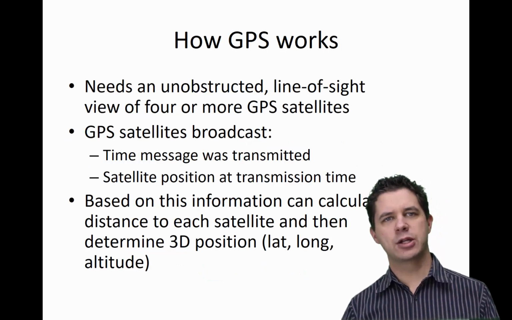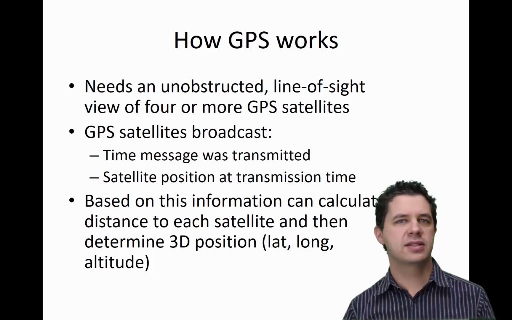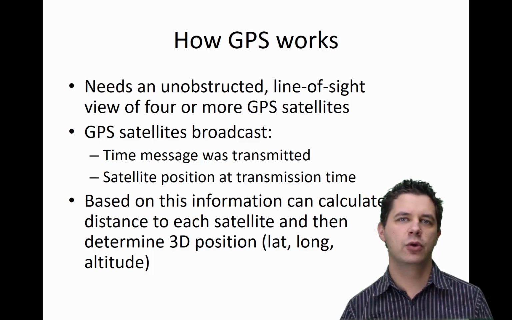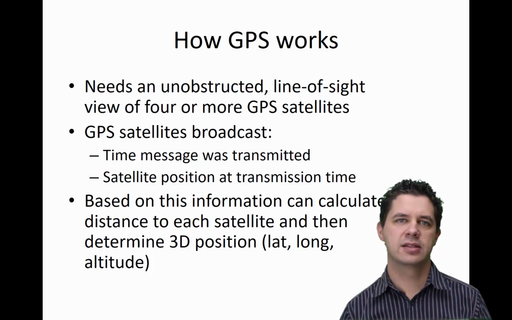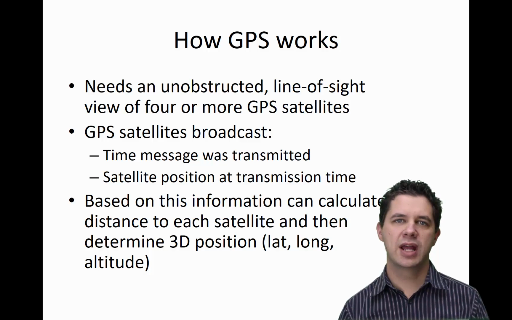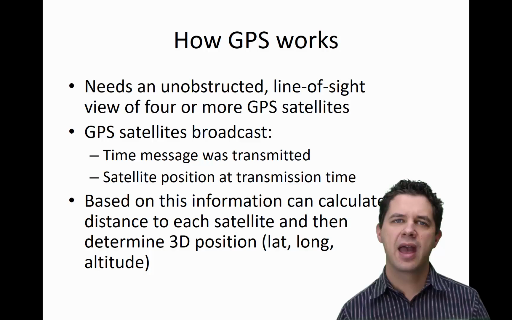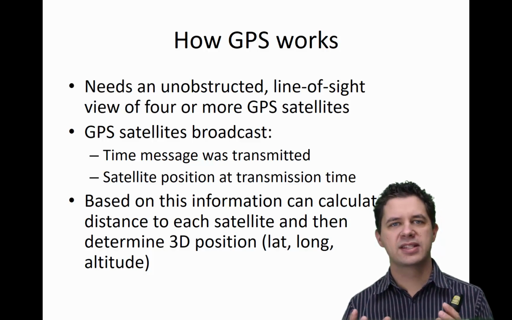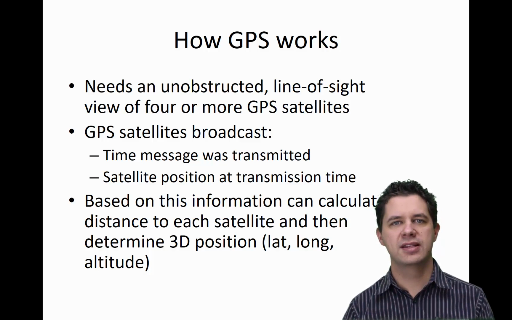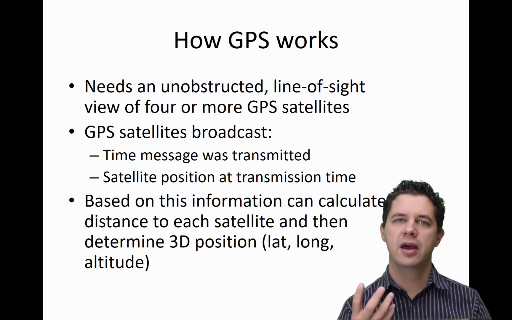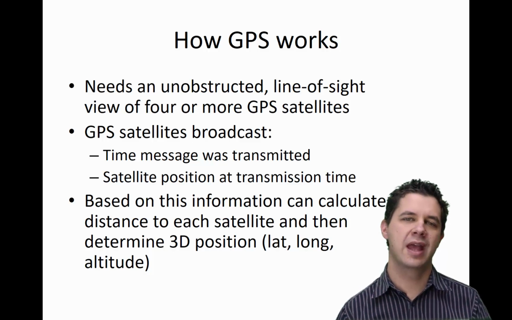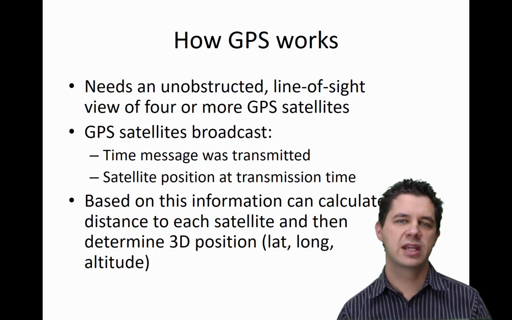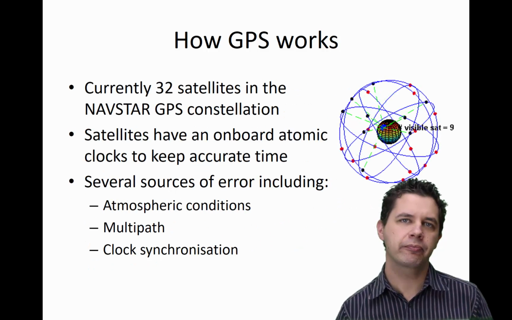So, essentially how GPS works, we need an unobstructed line of sight view of 4 or more of the GPS satellites. The GPS satellites will transmit a few things. Firstly, the time that the message was transmitted and the position that the satellite was at that transmission time. And based on this information, the GPS receiver will calculate the distance to each of the satellites and determine a 3D position of latitude, longitude, and altitude of where the GPS receiver is at that point in time.